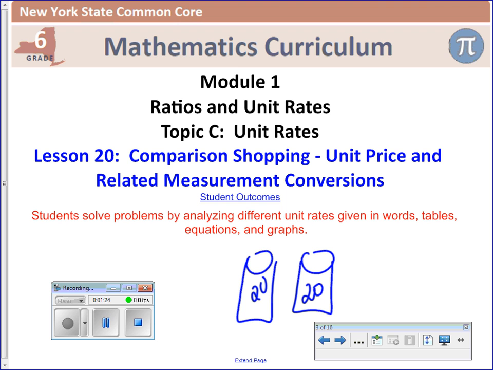Yes. But if they're not the same size, if this was 28 ounces, what would I have to do to find the better value? It's easier when they're the same. What can I do to make those the same so that I can compare? Right, I'll get them each down to the unit rate. How much is it per ounce? And that's what we're going to look at today, okay?